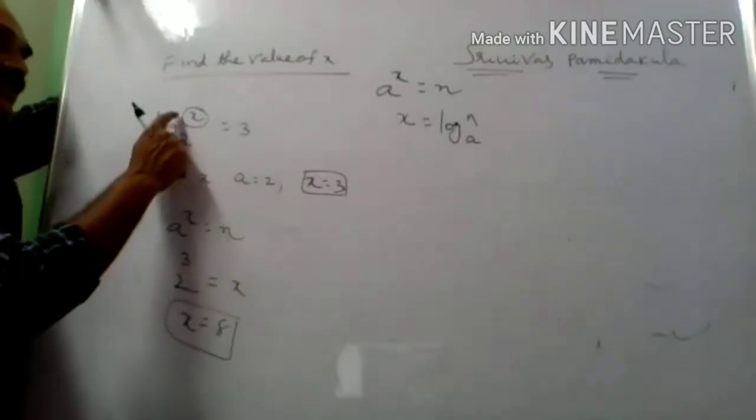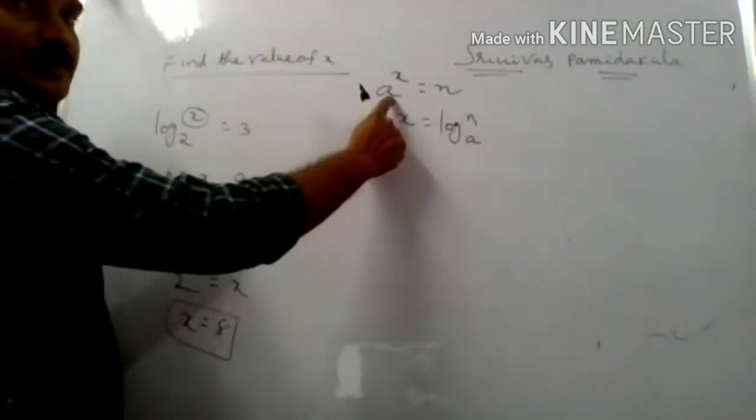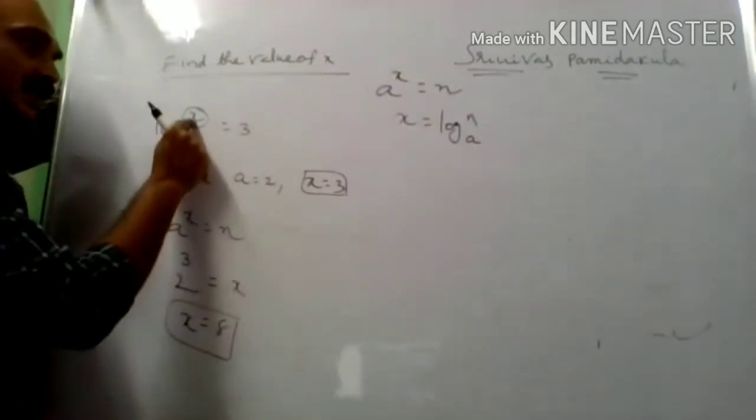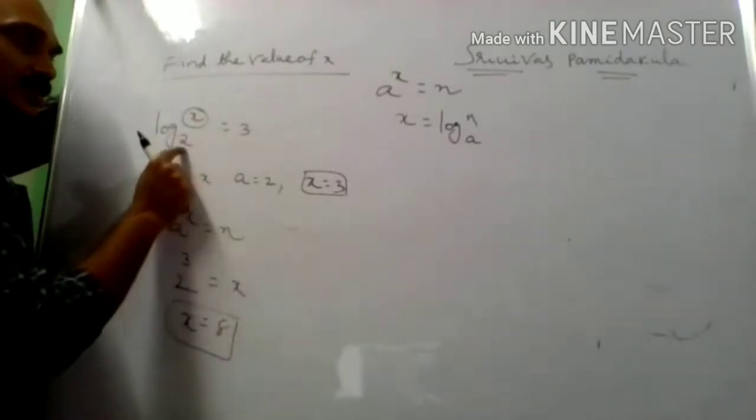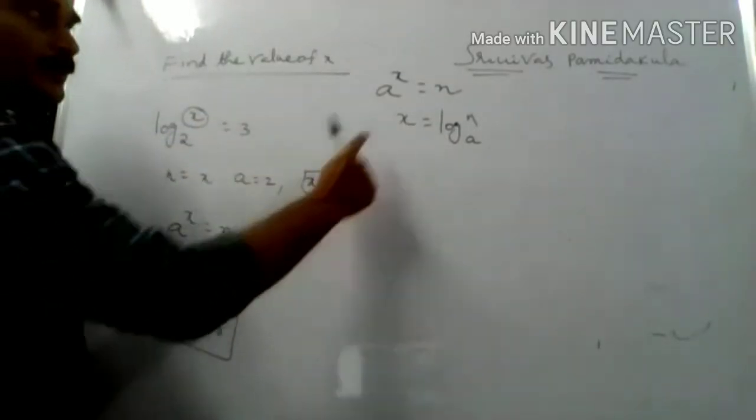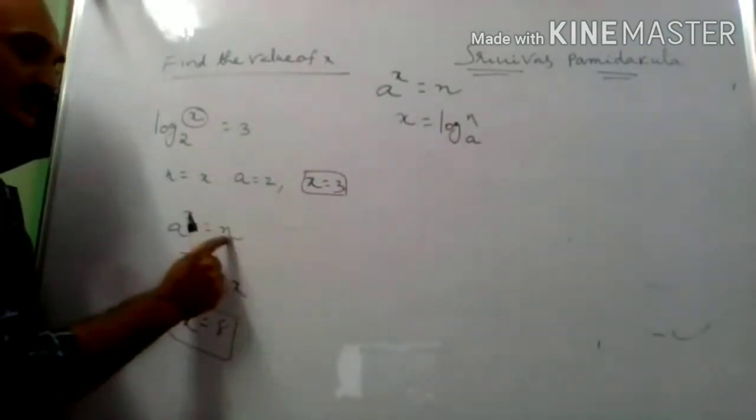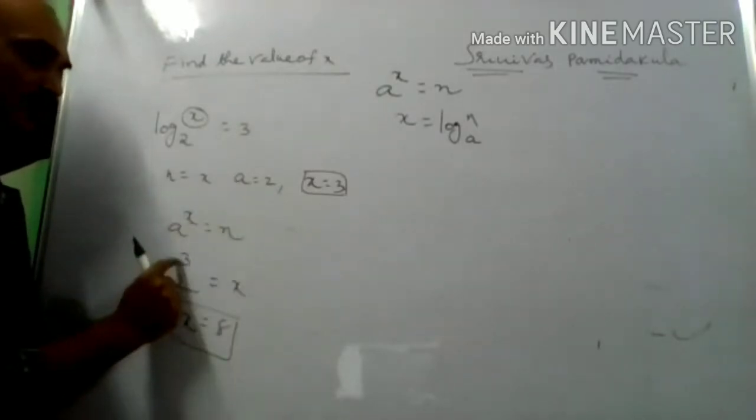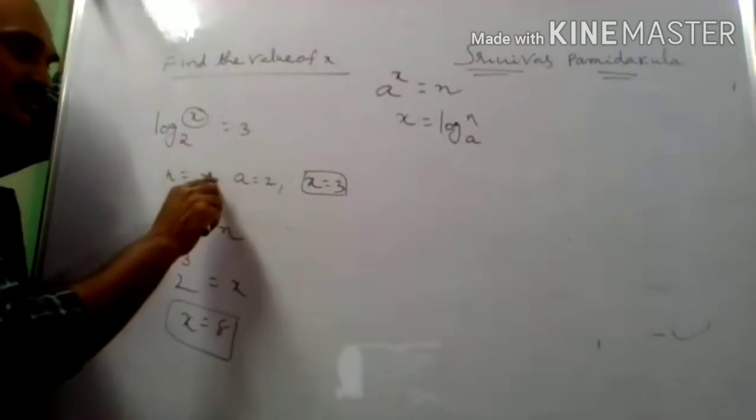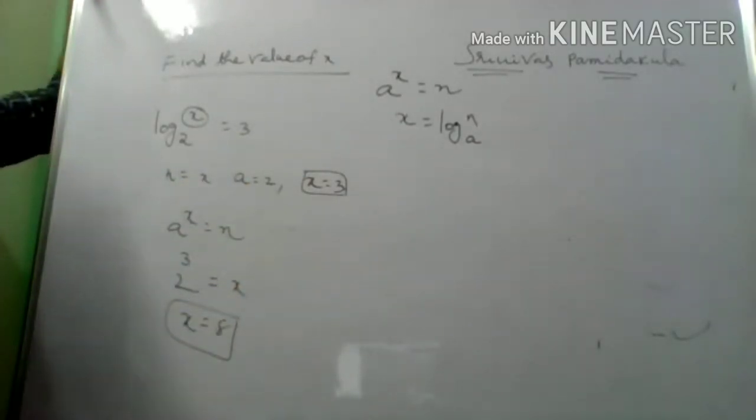Students, here given logarithm form, so we write exponential form. A power x is equal to n. Log n, this is n, to the base a. A is equal to 2. This is x. X is equal to 3. What is a? 2. Power x, students. What is x? 3. Is equal to n. N is equal to x. So 2 cube is equal to 8. X is equal to 8.